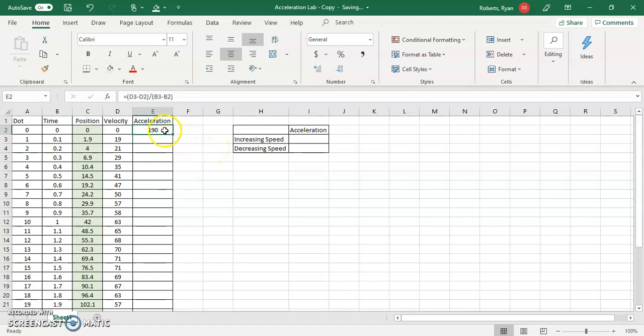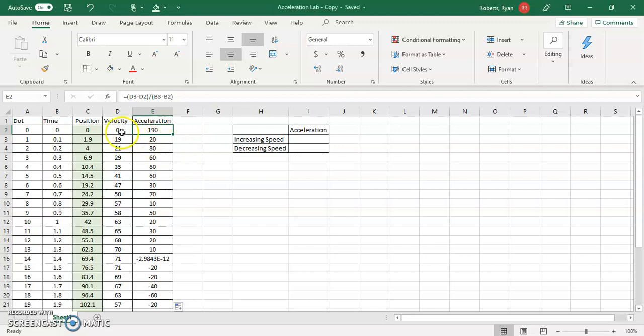So then again, click in there, lower right hand corner where the cursor changes. You can click and drag down or double click, and it should do all that for you. So again, a lot of what we've been talking about is the relationship between velocity, acceleration, and whether or not that means we're speeding up or slowing down.